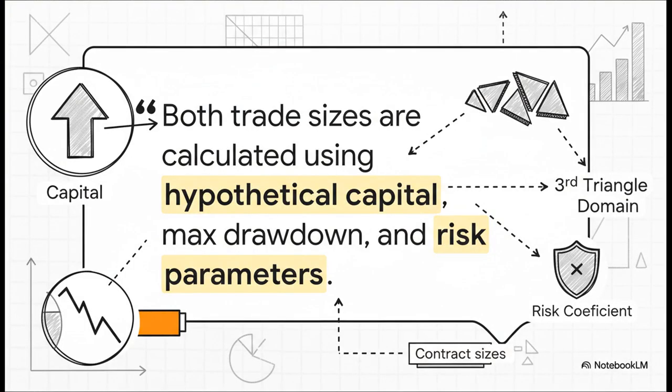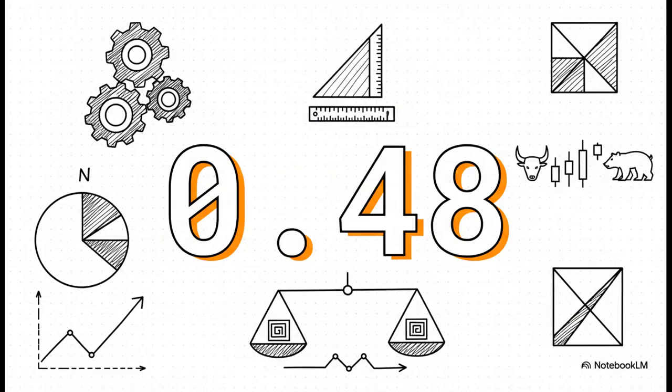So what happens with all these numbers? Well, according to the source documentation, there's a very specific formula for figuring out the position size. It says, and I'm quoting directly here, both trade sizes are calculated using the hypothetical capital, the investor's maximum allowed drawdown, the third triangle domain percentage, the risk coefficient, and the contract size. So, after all those parameters are plugged into the model's calculation, the result is a size of 0.48 for each of the two potential trades.